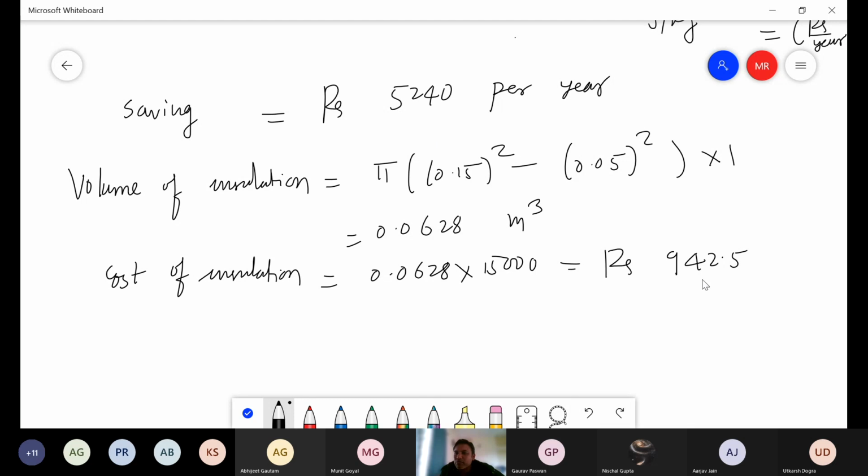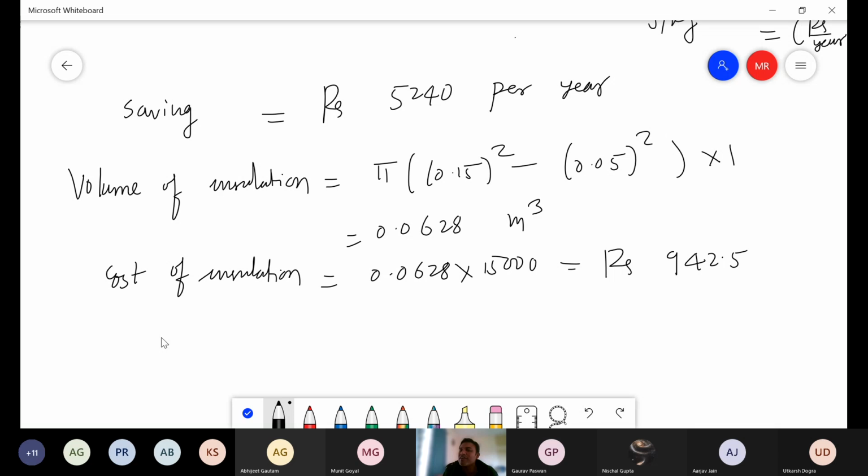If I divide 942 by 5240, probably I will get 1 or 2 months, isn't it? Do you all agree? So even if I apply the interest rate, maximum 1 day here or there will be the change. Yes or no? Yes, sir. So that means I don't need to do anything. I can directly calculate the payback period here without considering the compound interest rate.